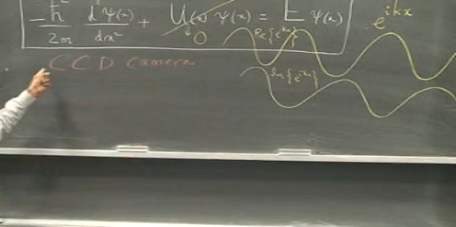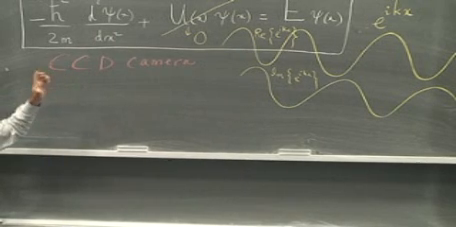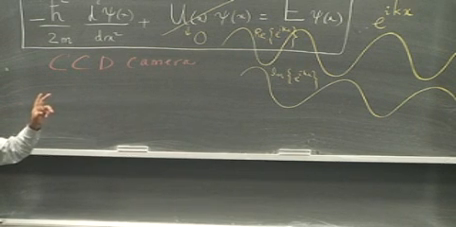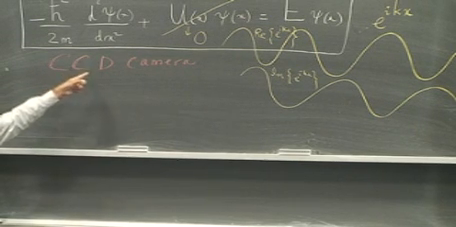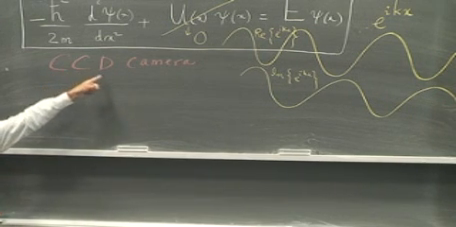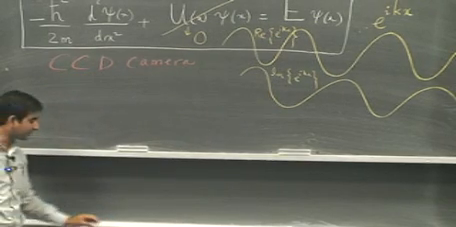CCD stands for, what does CCD stand for? Our digital cameras have CCD detectors. You've all heard the word CCD TV. What does CCD stand for? Sorry? Exactly, this is a charged coupled device. A charged coupled device. Now how does a CCD camera work?